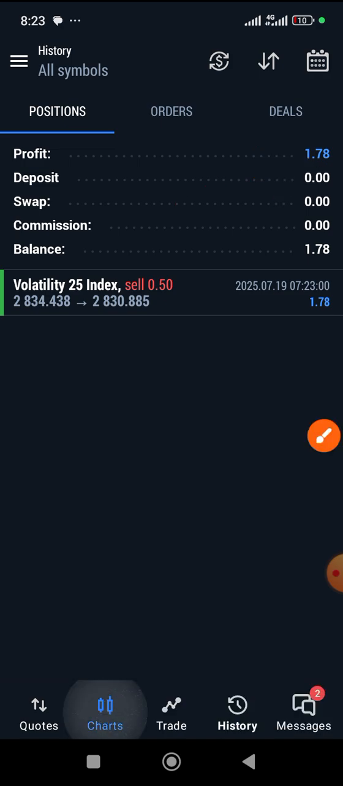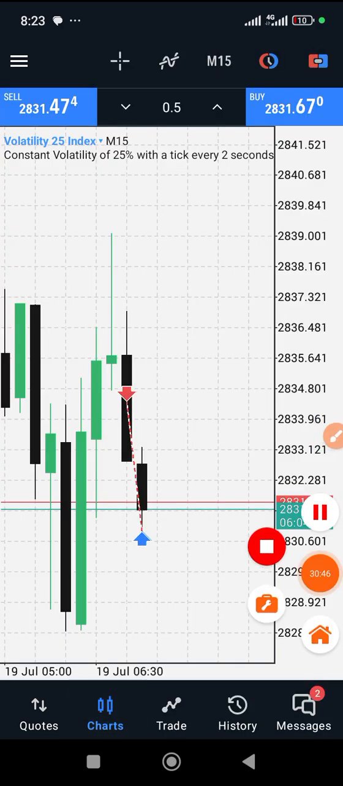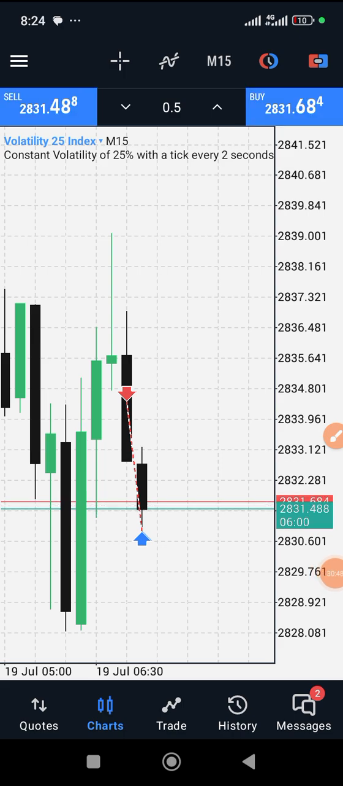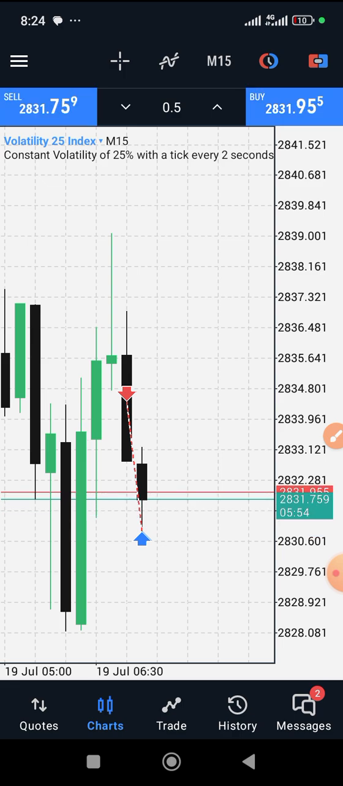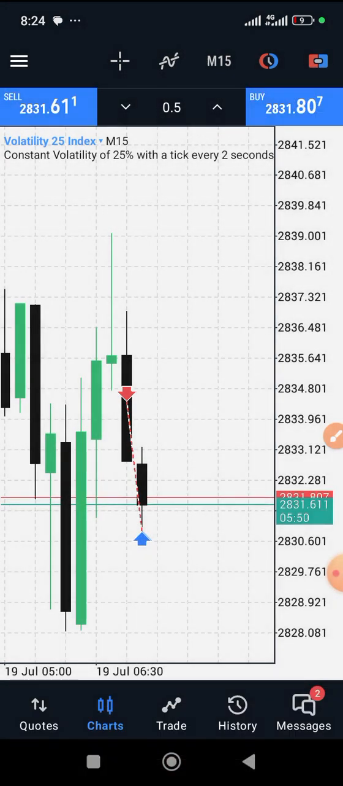So this is it. This is about lot size and how to open a trade using market execution, how to open a position using market execution.